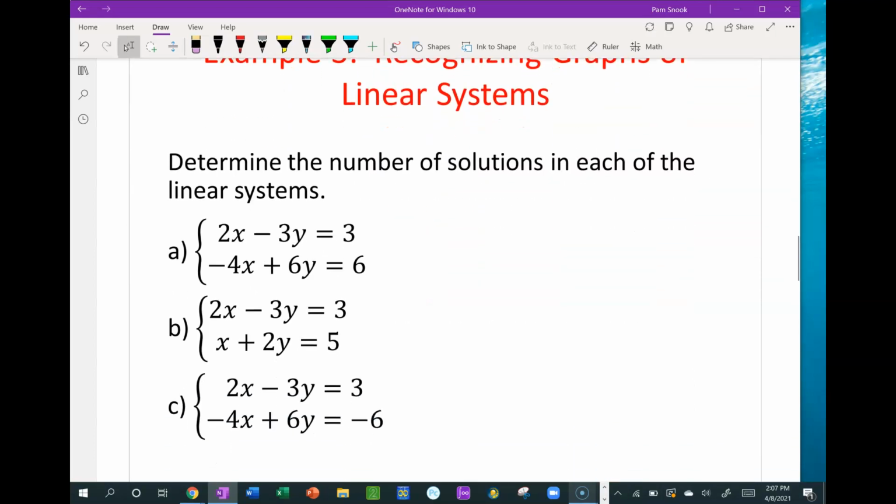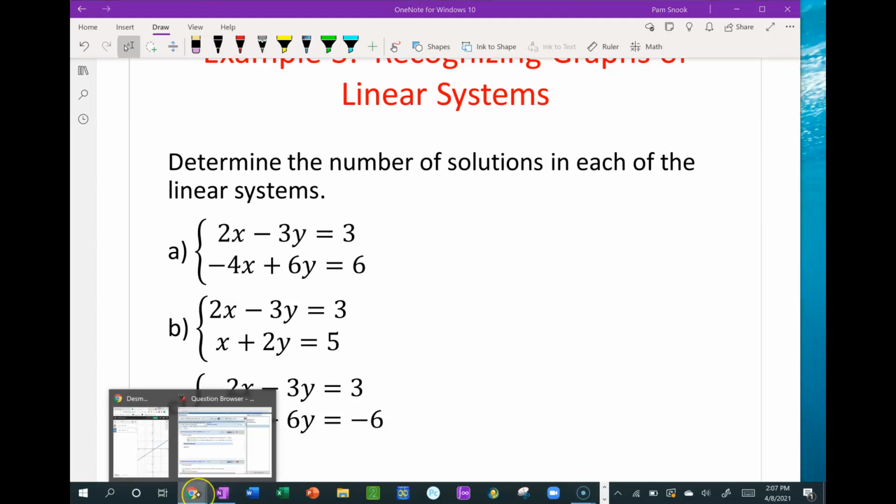Okay, so now let's go on to our next idea, and that is by using graphs, we can determine the number of solutions to each of these linear systems. I'm not actually going to solve them. I just want to know how many solutions I have. So what I'm going to do is I'm going to graph these in Desmos. So let's pull up Desmos.